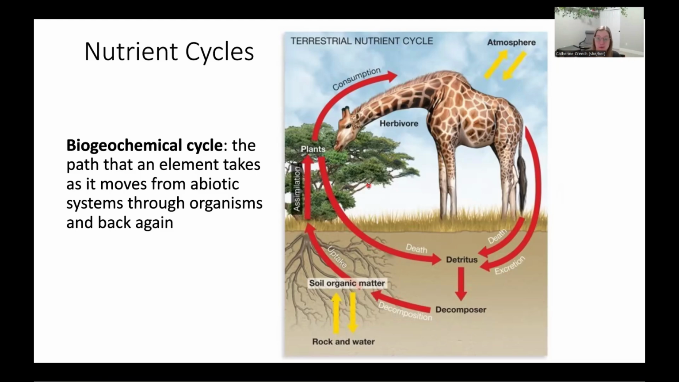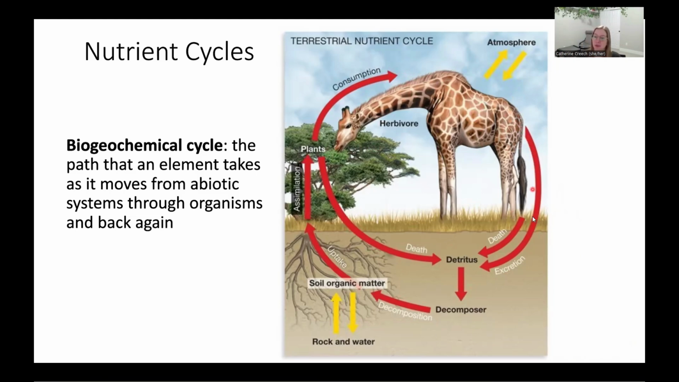A biogeochemical cycle is the path that an element takes through a living organism, back into the abiotic environment, and then into a living organism and back. So if we look here, we have our giraffe. Our giraffe is eating some plants, so it is consuming those elements. The elements go into the giraffe. It uses some for making tissue and then digests the rest.